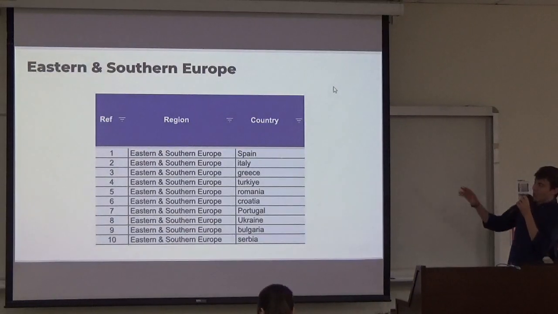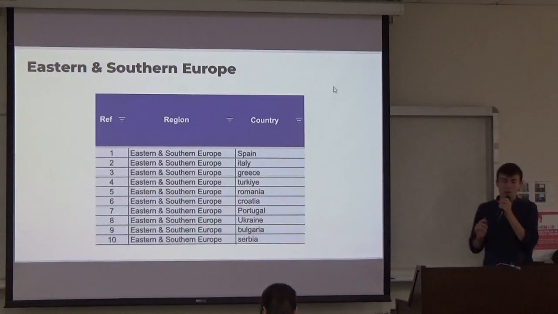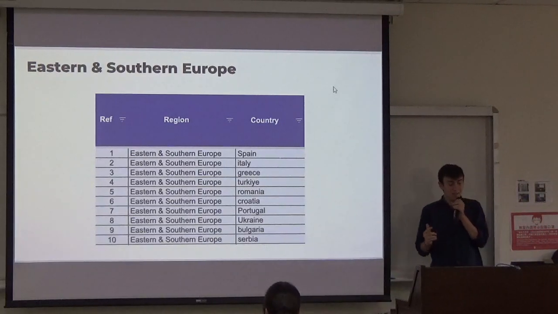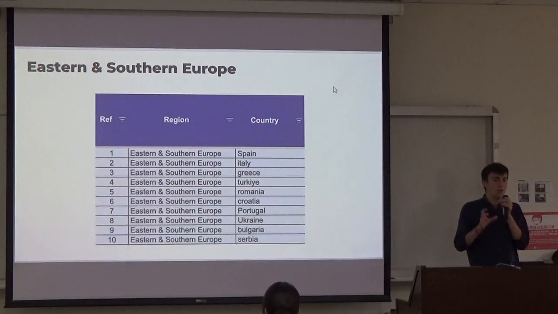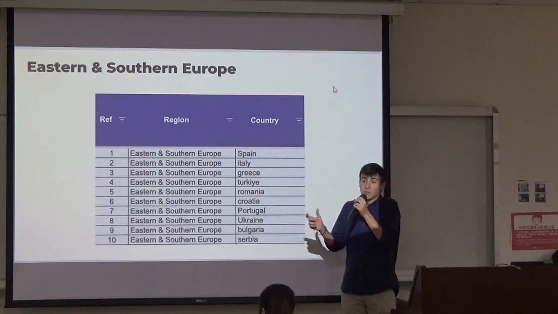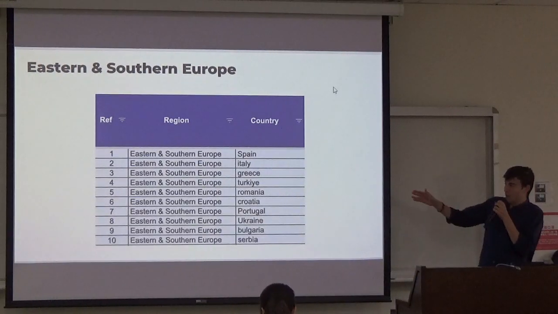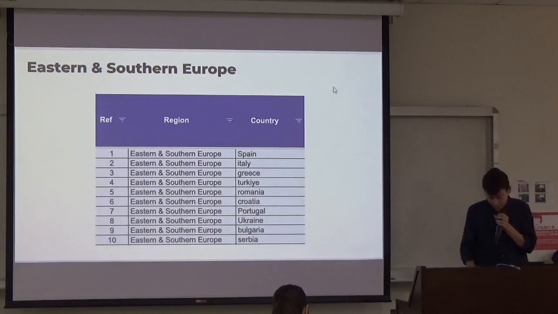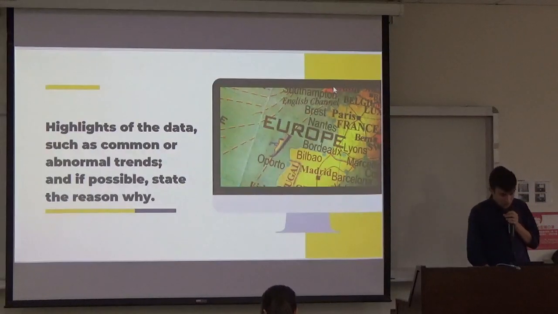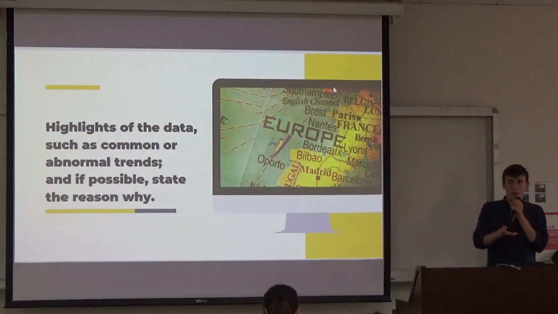We just decided on 10 countries: Spain, Italy, Greece, Turkey, Romania, Croatia, Portugal, Ukraine, Bulgaria, and Serbia. That's true that there are many from the European Union, but you will see some differences between them and some things in common. We also have some different countries, Turkey and Ukraine. There are exceptions. So the first question is about finding common things and differences between the countries.